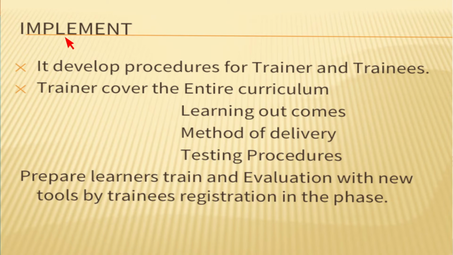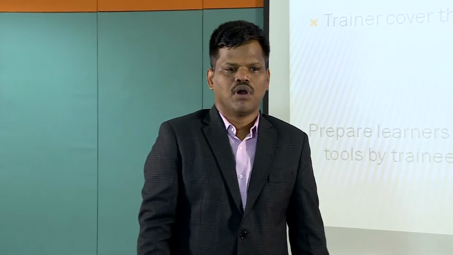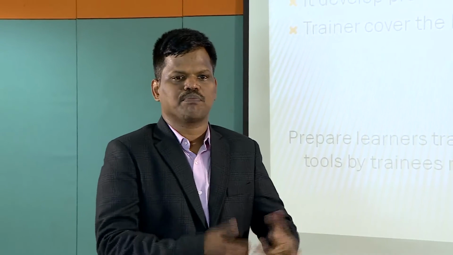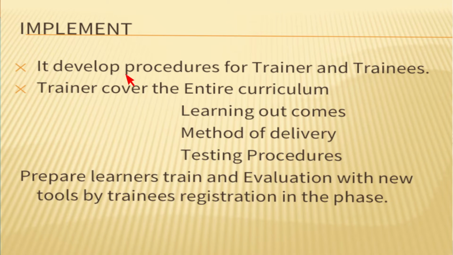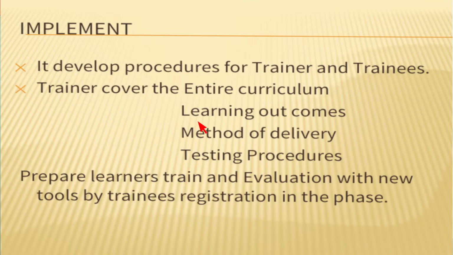Next we go for implement. How can we implement? Implement means there is a presentation part. It develops the procedure for trainers and trainees. Trainers cover the entire curriculum. The entire curriculum the trainer should read and analyze for learning outcome. What the learning outcome is, method of delivery, testing procedures, then how to evaluate, everything they may plan. That is the implement procedures.